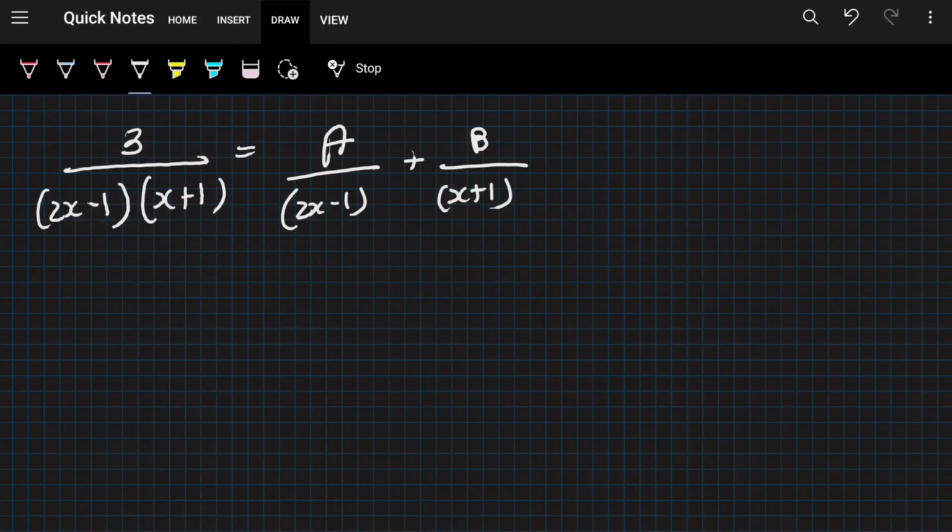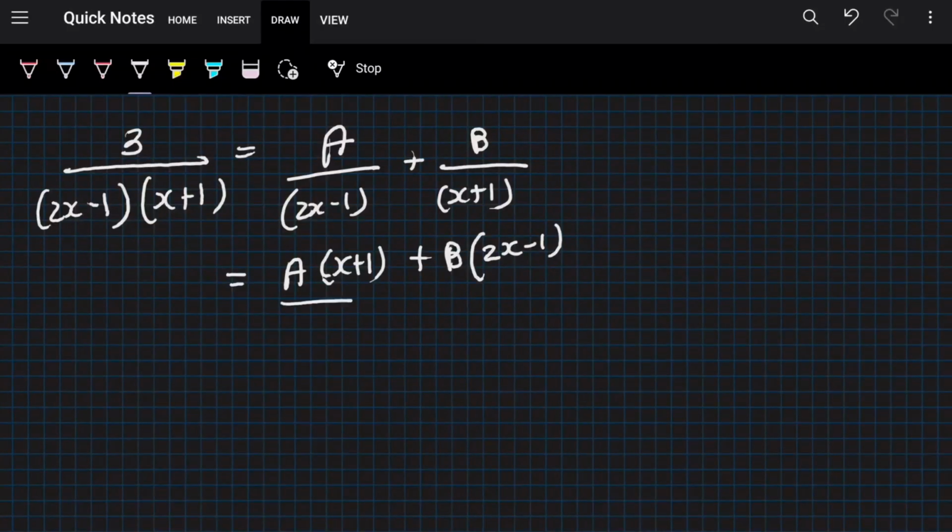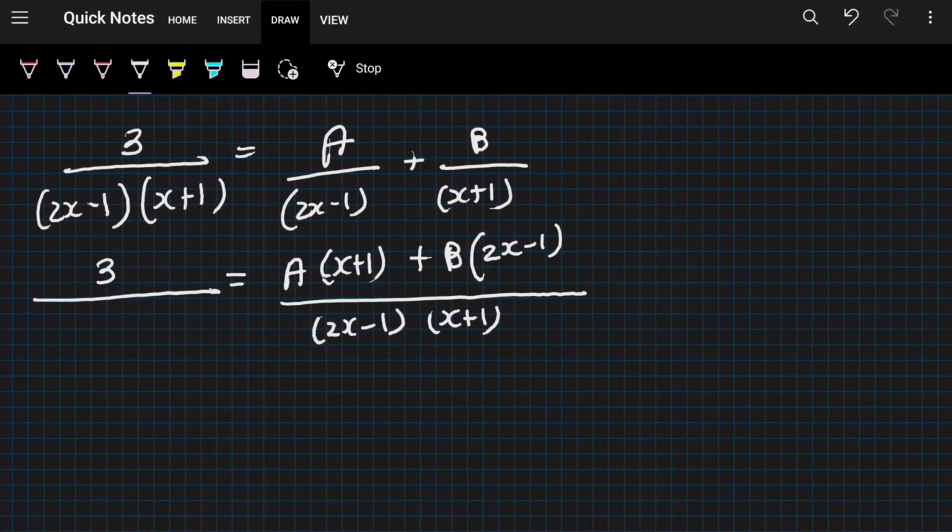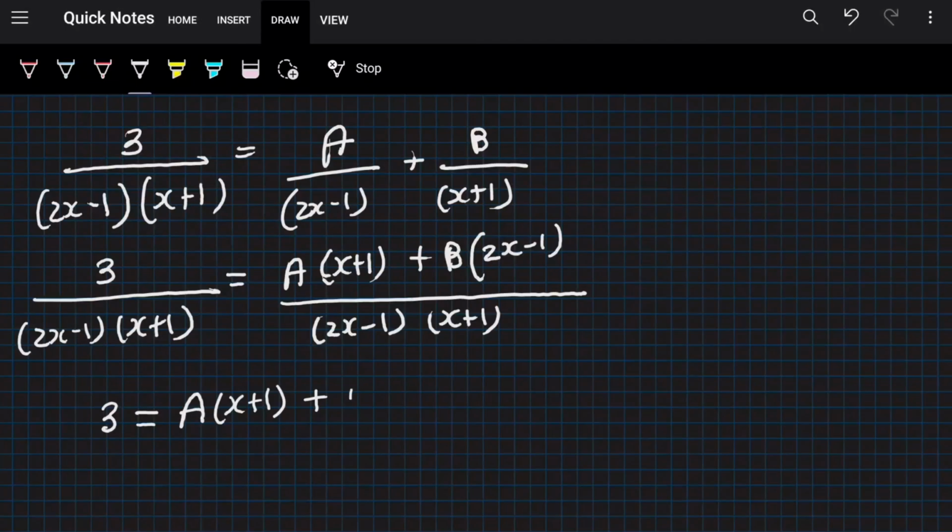So we multiply A by (x plus 1) and B by (2x minus 1), and at the bottom we have (2x minus 1)(x plus 1), and here we have 3 over (2x minus 1)(x plus 1). So we can see they both have the same denominator, so we can cancel them out. We are left with 3 is equal to A(x plus 1) plus B(2x minus 1).